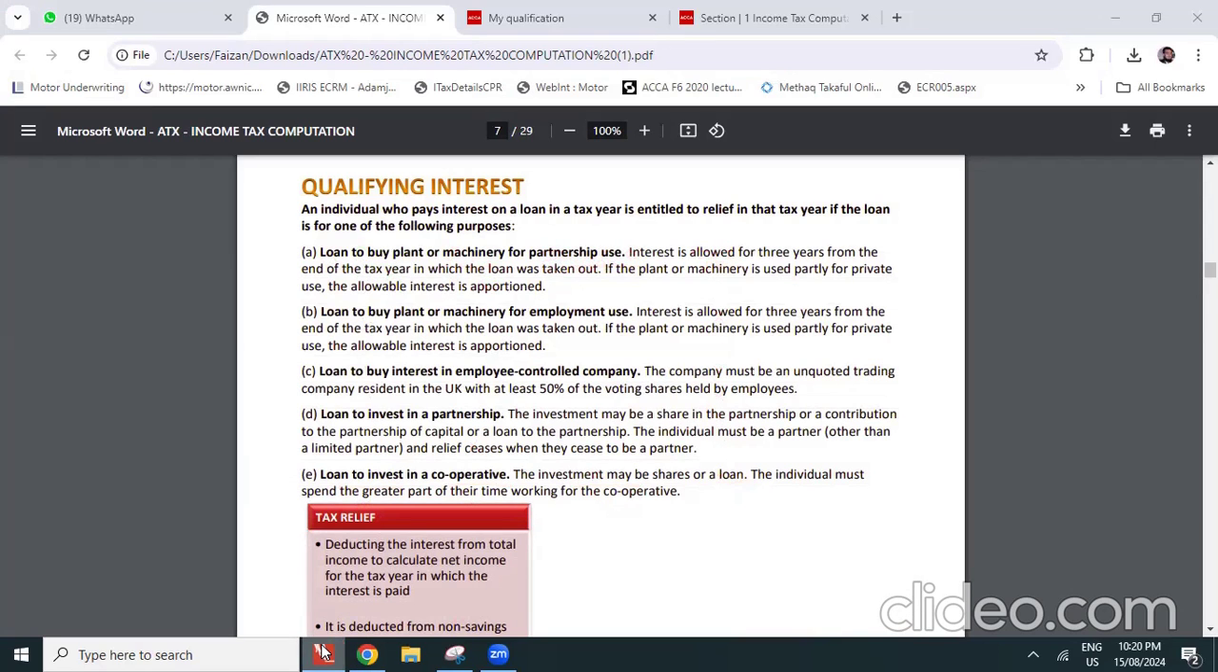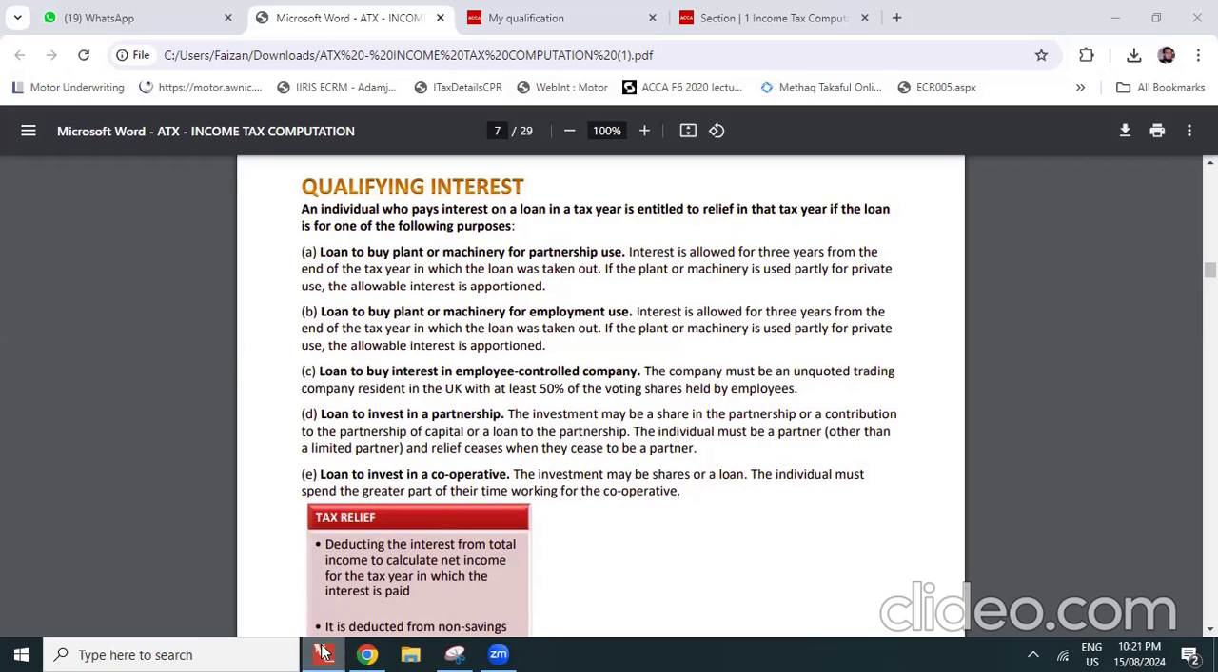Now, the conditions, same conditions, nothing changed. Number one, if you took the loan to purchase machinery, machinery for personal use or for business use? Business use. If the machinery is used partly in a partnership business, only where? Partnership business. Then it's going to be a qualifying interest. Okay, then what?